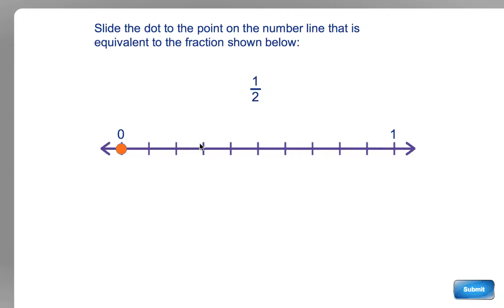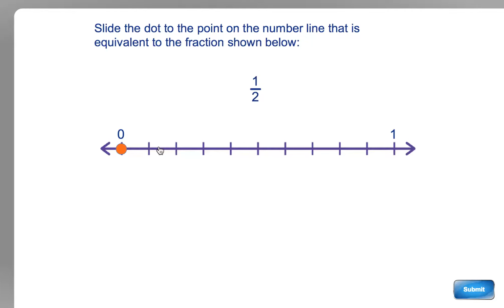1, 2, 3, 4, 5, 6, 7, 8, 9, 10. So we're talking about something that's divided up into tenths. Okay? We don't count 0, of course, so just count everything along from the first line up to the 1. So there's 10 of them, and it asks you to show 1 out of 2. Well, 1 out of 2, if that's out of 10, is the same as 5 out of 10.